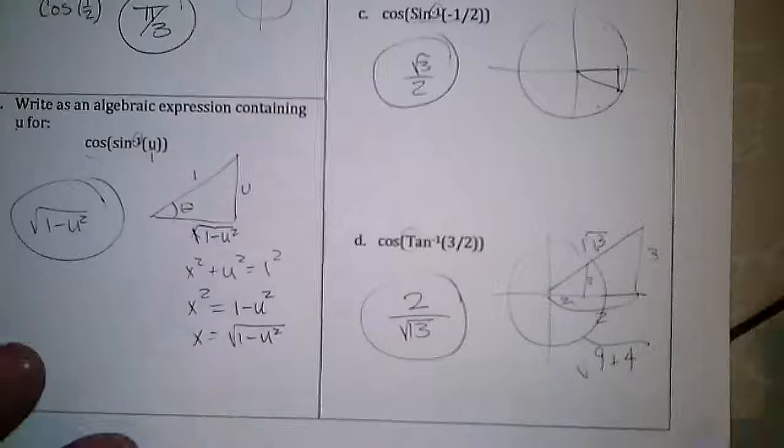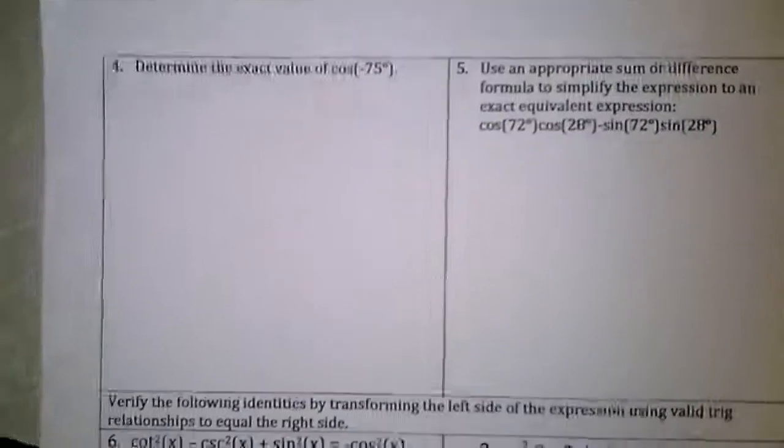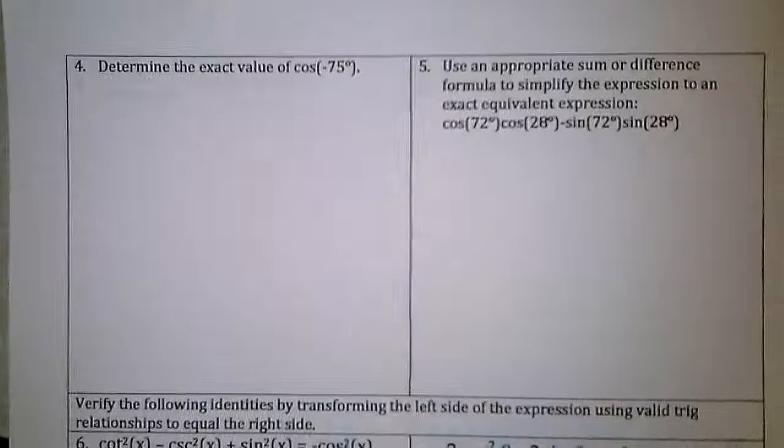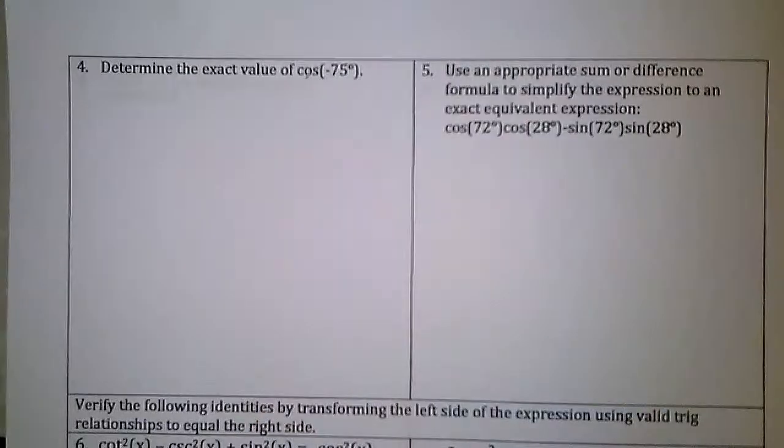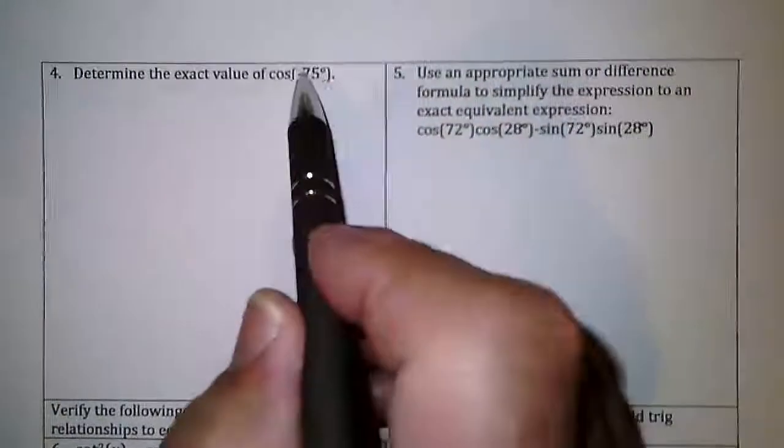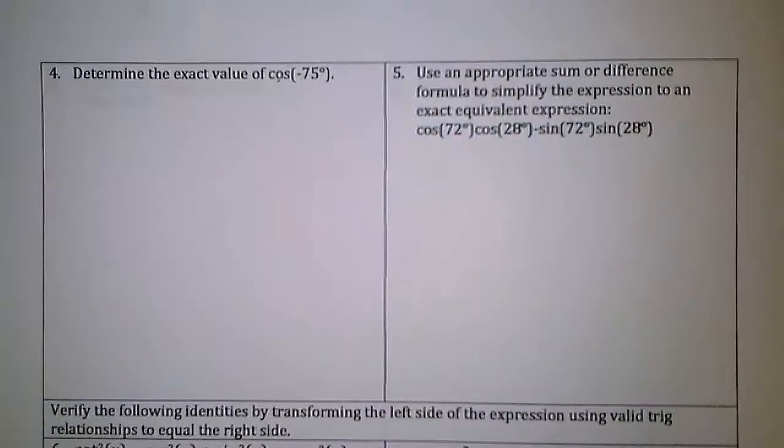And that's the first page. Second page. Determine the exact value of the cosine of negative 75. There's lots of combinations of angles that would make negative 75.